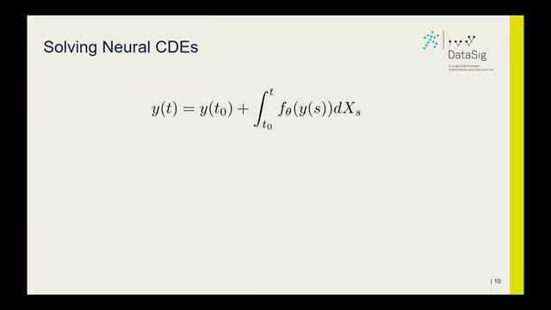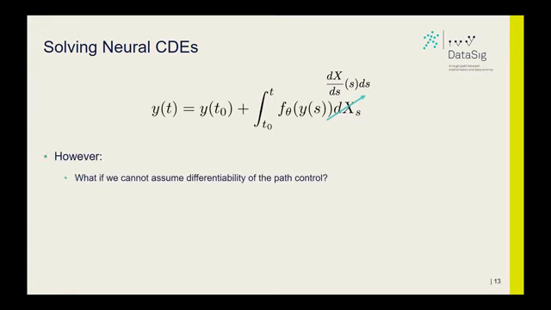And so the way that these were solved is by changing this dX_s. We assume that we can make a differentiable interpolation of the path control of the discrete time data, and then we can evaluate this dX term through its derivative to create an ODE. And this dX/ds is exactly how we get our continuous time evolution involved in the solution of the equation.